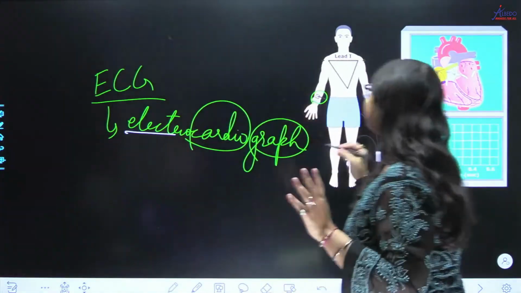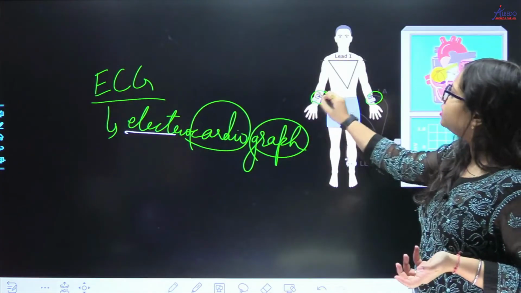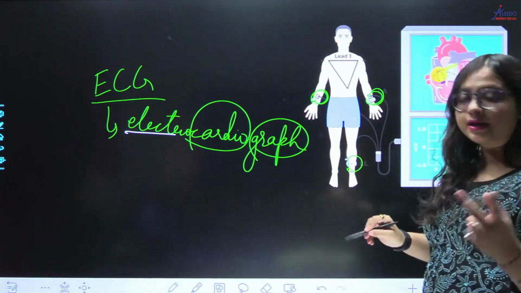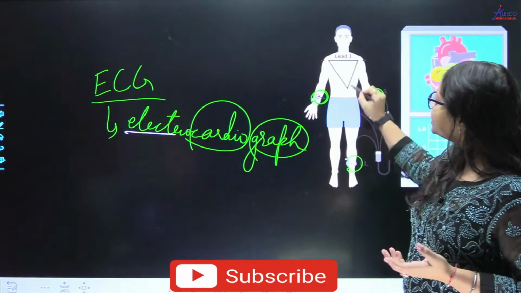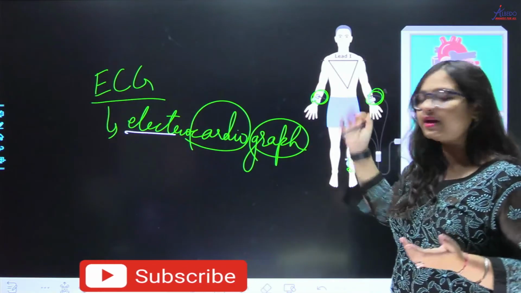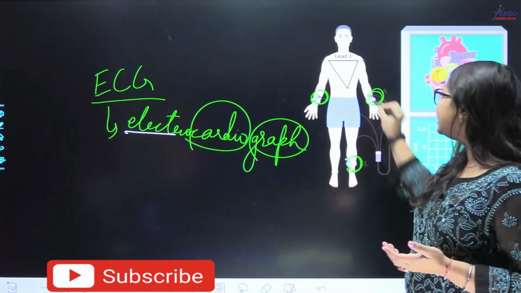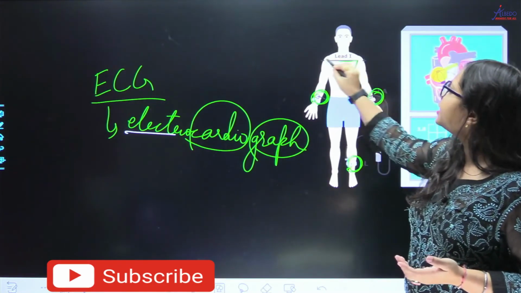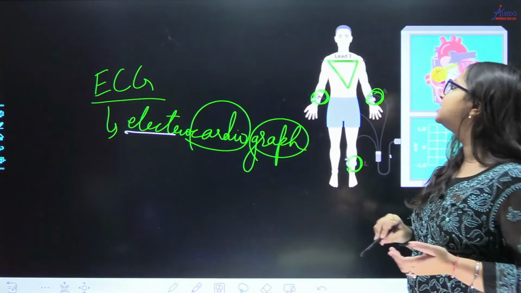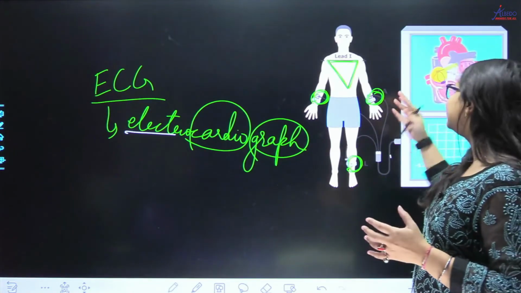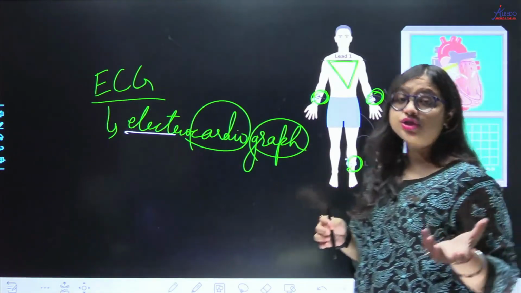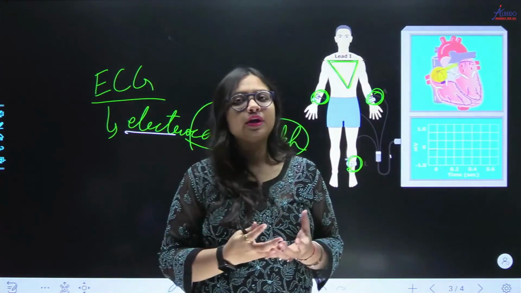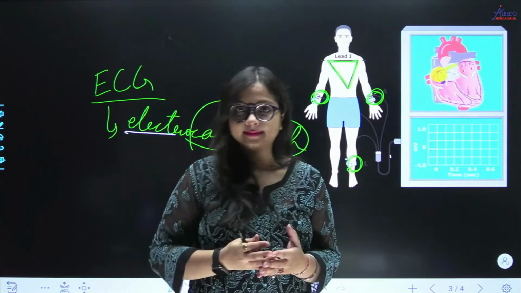What are those? You have to remember 3. These are placed on right wrist, left wrist and left ankle. Again, why do we place them on the left? Because heart is located on the left side, right? So remember, left leg, left wrist and right hand, so that there is a triangle formed by this. There is an electric triangle formed by this, and this is how the electric potentials of heart, the contraction and relaxations, the signals generated by SA node is recorded in this graph.